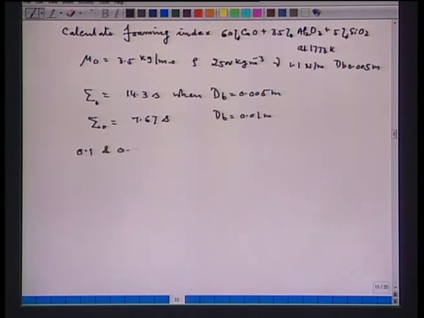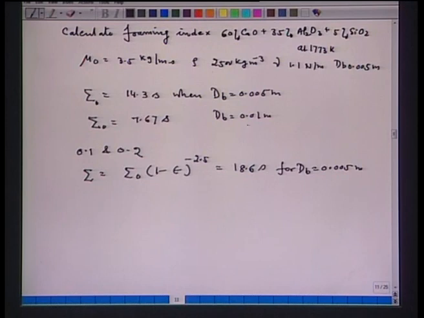Now, if the slag contains, for example, 0.1 and 0.2 volume fraction of solid particles, then I can calculate sigma, that is equal to sigma 0 (1 minus epsilon) to the power minus 2.5, and that comes to 18.6 seconds when diameter of the bubble is equal to 0.005 meter. Now, this has to be compared with 14.3 seconds. So, now the increase in solid concentration increases the foaming index.